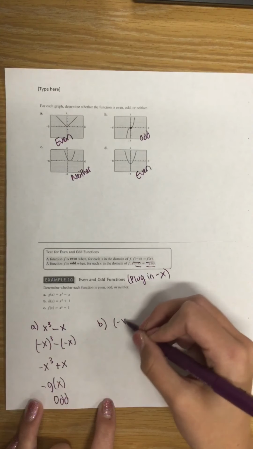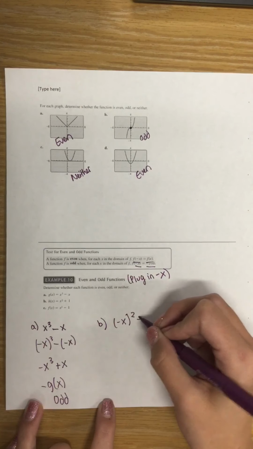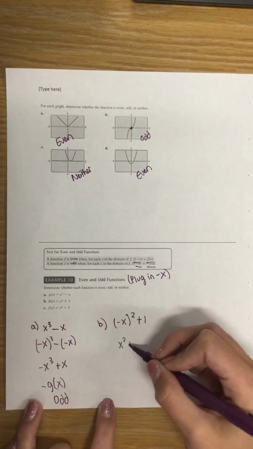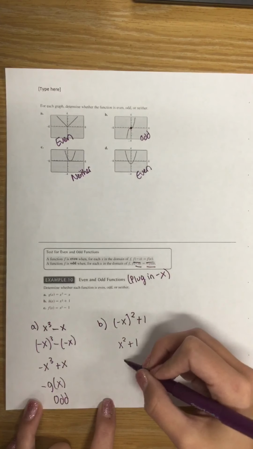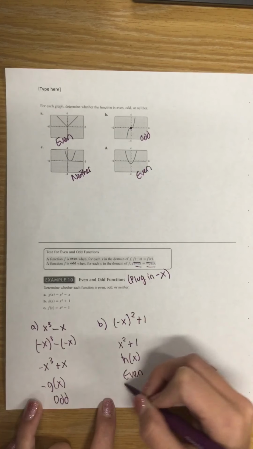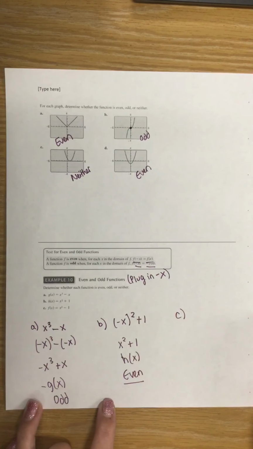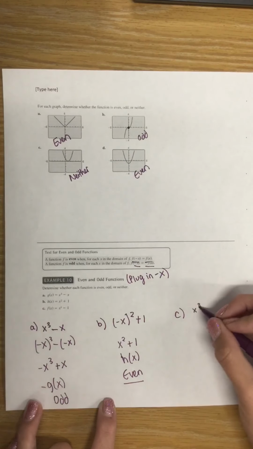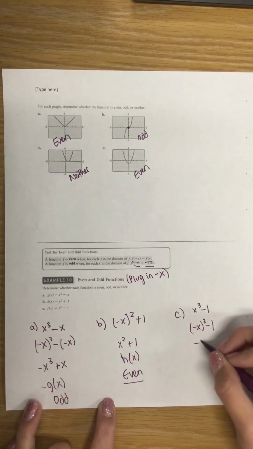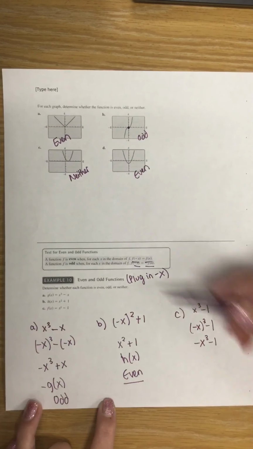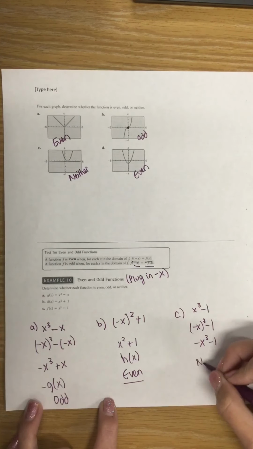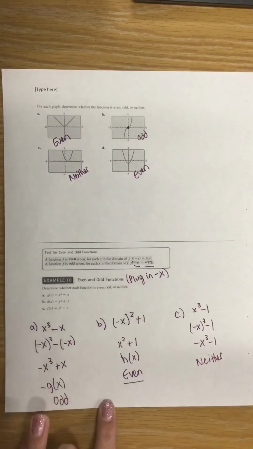So let's plug in this one. Negative x squared plus 1 for b. Negative x squared would just be x squared plus 1. This gives me the same function again. That just gives me h of x. So that tells me that this function is even, because I got the same thing. Okay, x cubed minus 1. If I plug in negative x, I am going to get negative x cubed minus 1. This is not the complete opposite of the function, but it's also not the same function, so it would be neither. Thanks, guys.